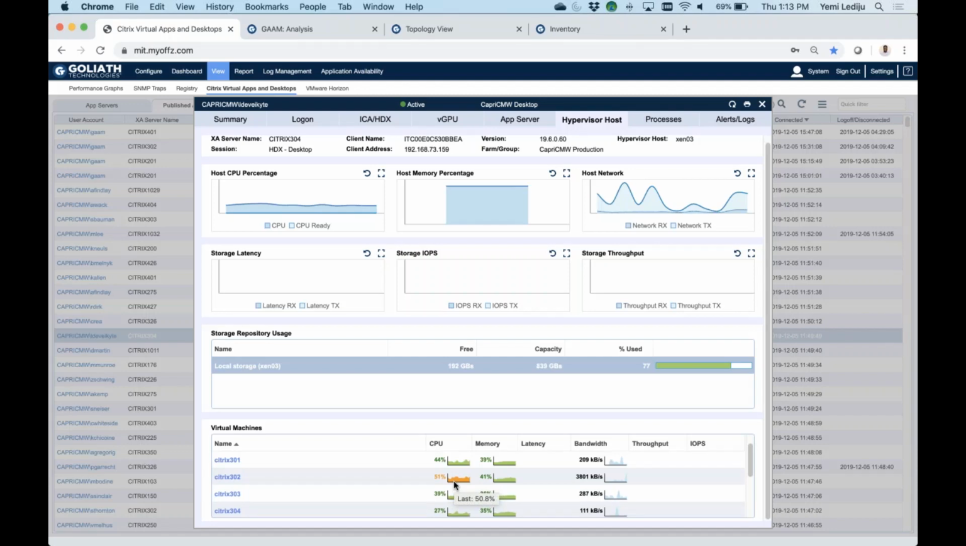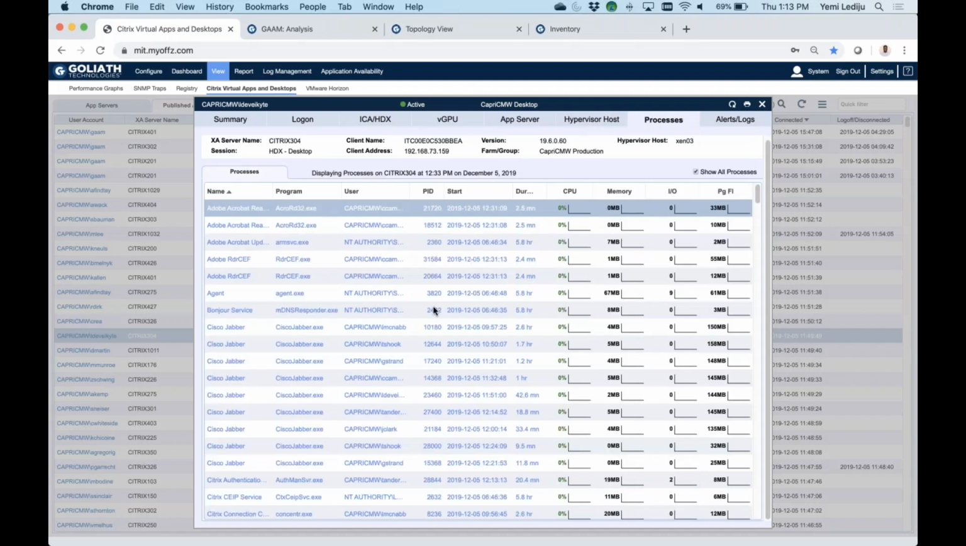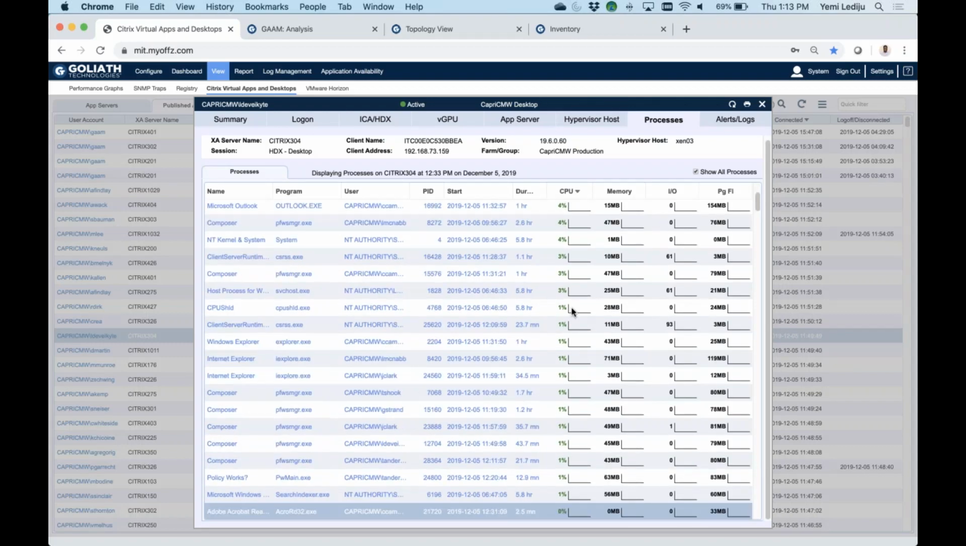In the Processes tab, you're able to see all of the processes that are running on that session host. You can also filter based on resource utilization, and you have this nice little chart showing you the trends for each one of those processes. And in the VDI session, you will be able to see those applications as well.